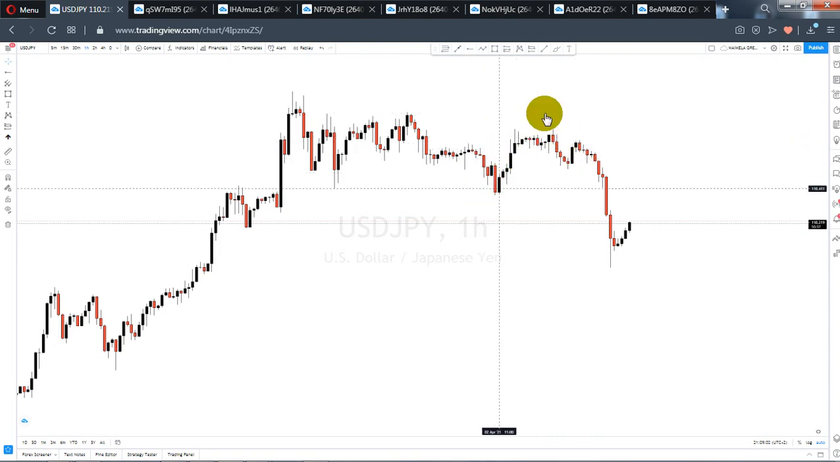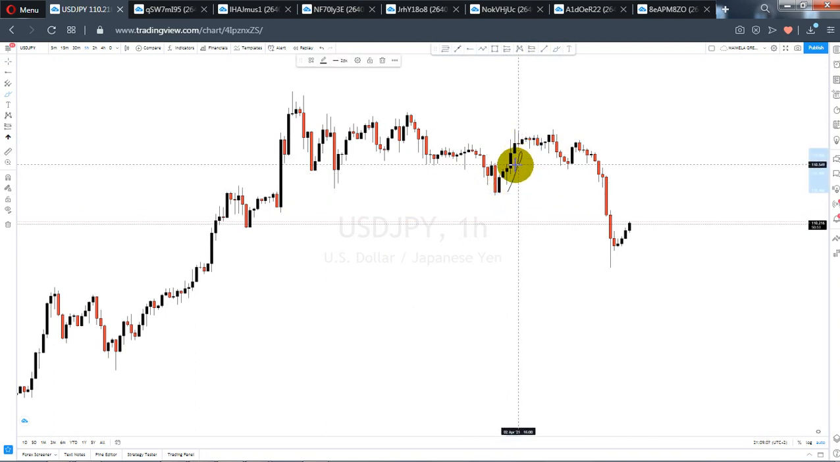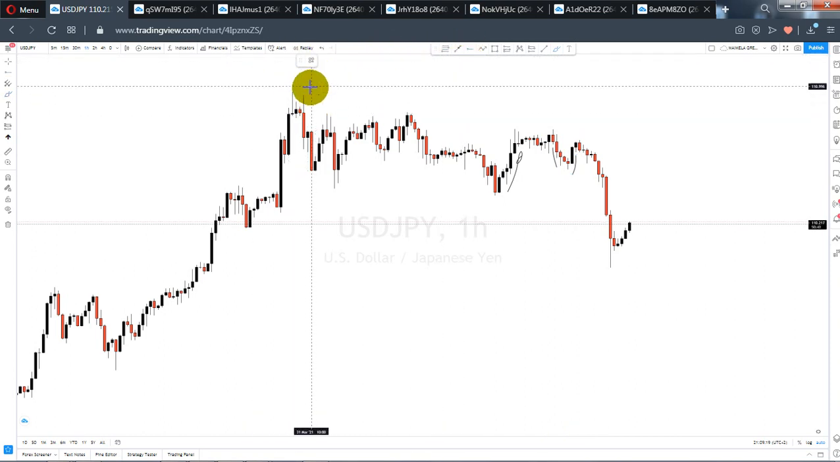Then I noticed that I had a rally here. I had this movement. Then I had this consolidation here. Then I had this drop. Then I saw the market pushing up. Then I remember that this market is coming from a peak formation high, which is this one, this big formation high.